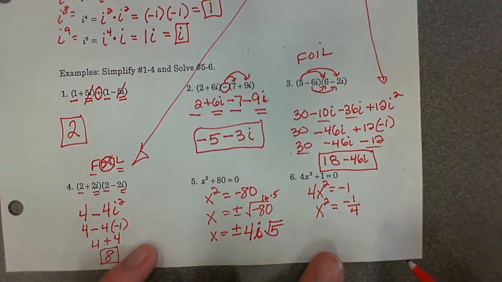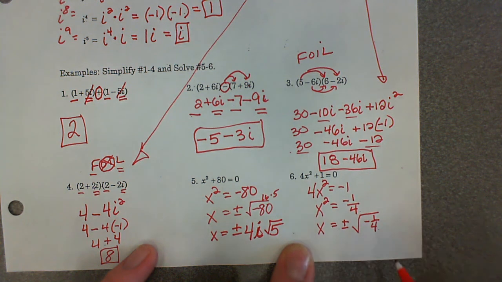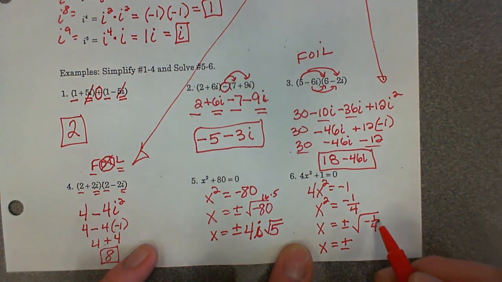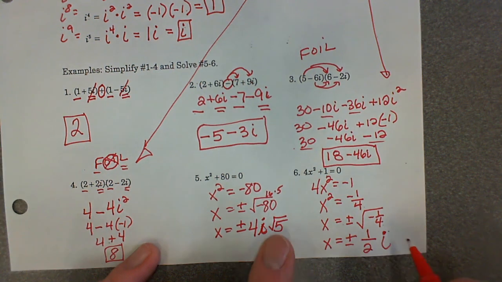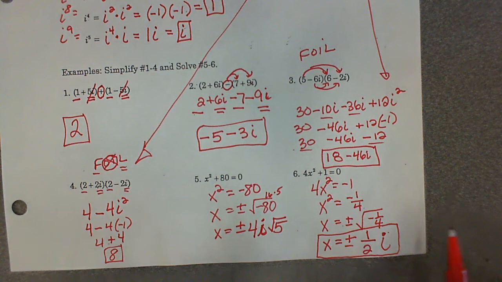They're both perfect squares. So x equals positive or negative square root of negative 1/4. Well, what is the square root of negative 1/4? It's positive or negative square root of 1, which is 1, over square root of 4, which is 2, and then the square root of a negative is i. So your answer for this is x equals plus or minus 1/2 i.